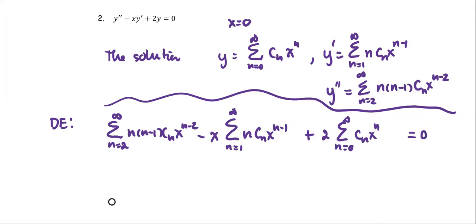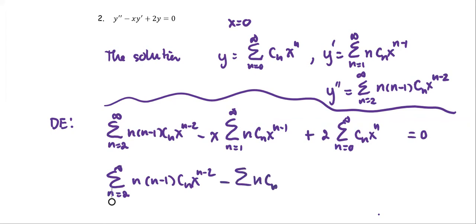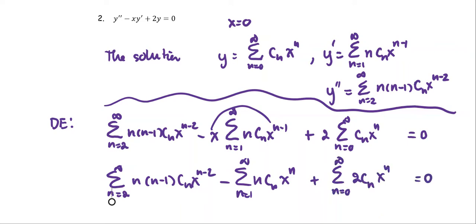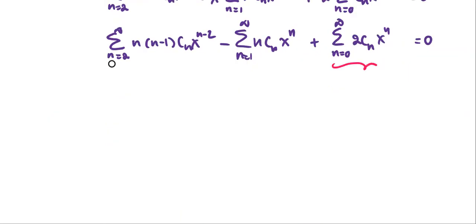Simplify the second term and the third term to be the summation n times n minus 1 cn x to the n minus 2, n from 2 to infinity, minus the summation n cn x to the n, since the power of x becomes n as we multiply x into all terms, plus the summation 2 times cn x to the n from 0 to infinity for the last term. The last term, we replace n with k, so no change.